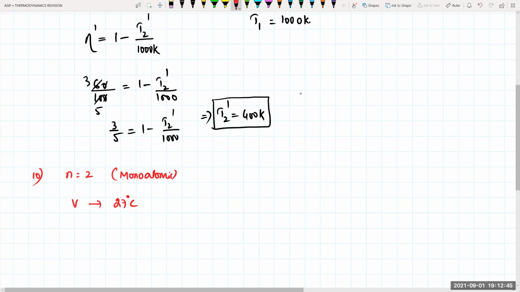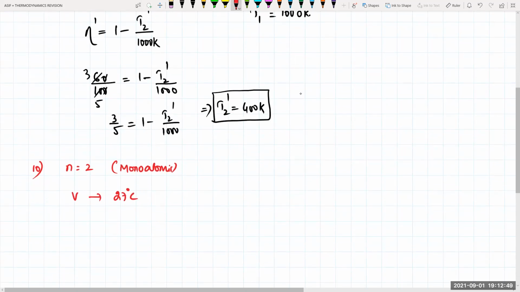Now the gas is expanded adiabatically to a volume. That means V dash will be equal to 8 times V, increased adiabatically. So the final temperature of the gas is how much? So T2 will be equal to how much? This will be equal to your T1.